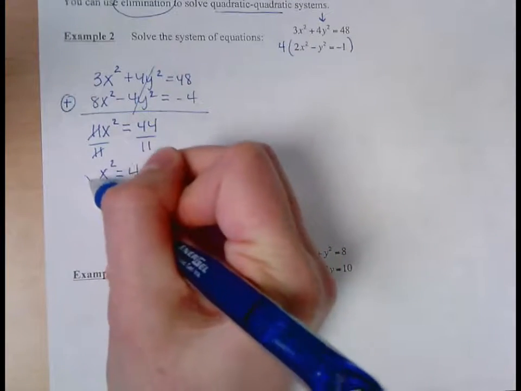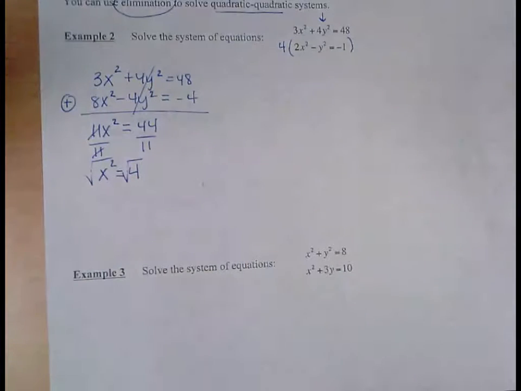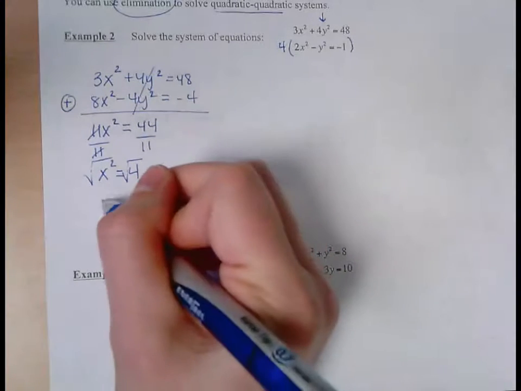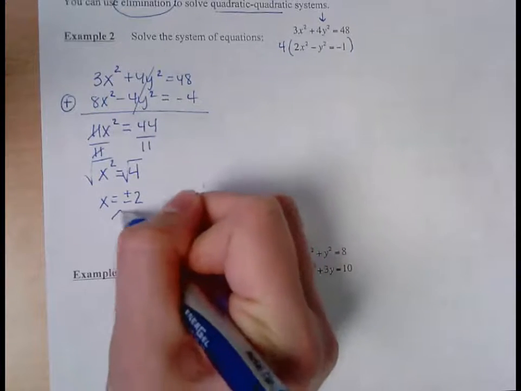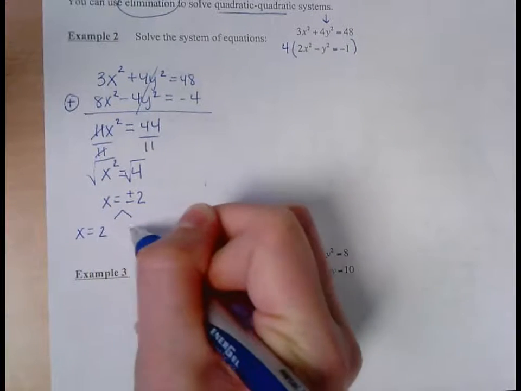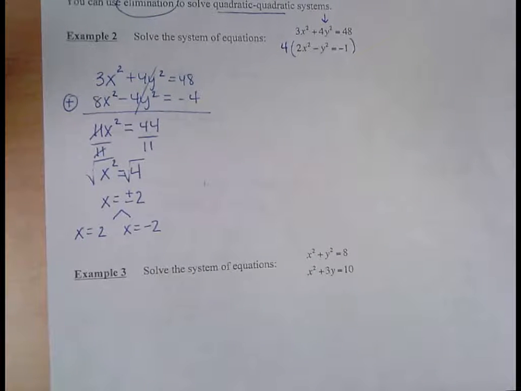And then I can take the square root of each side. And again, remember when you take the square root, you do have two answers. X would be plus or minus 2. So I have a positive 2 for x, and I have a negative 2 for x.